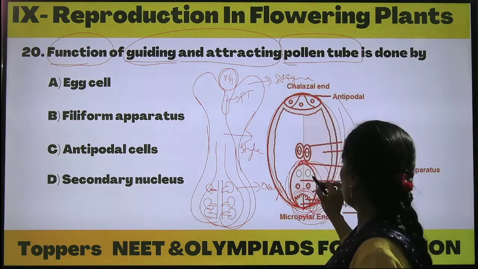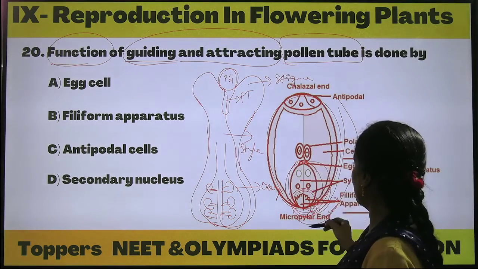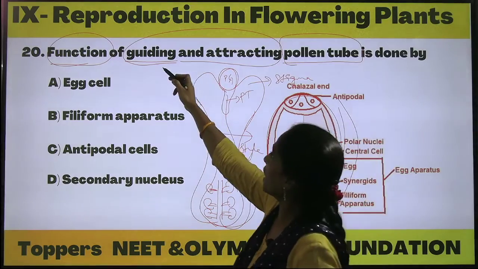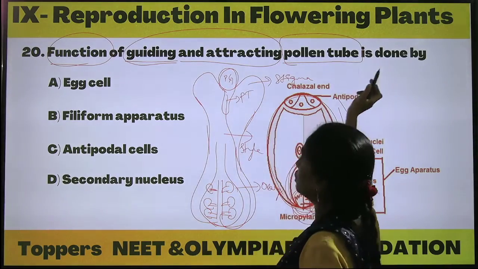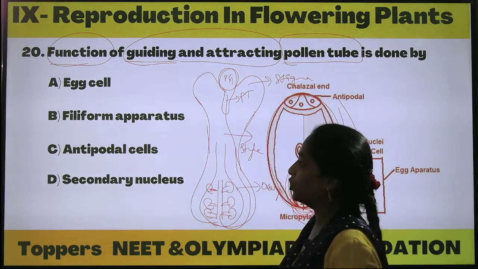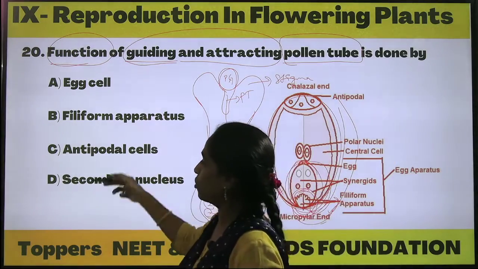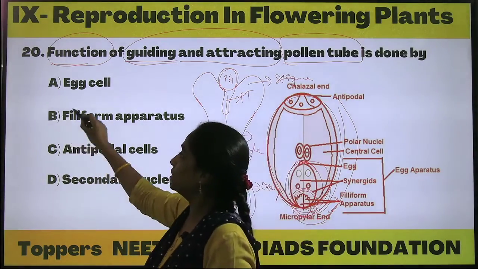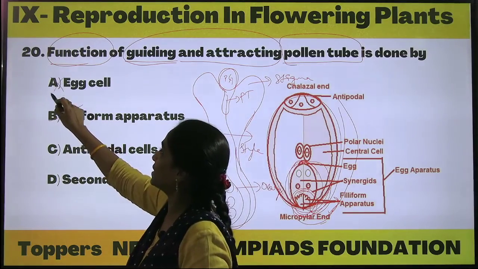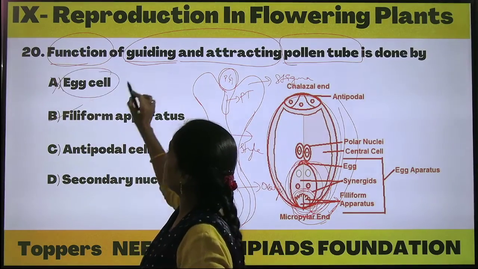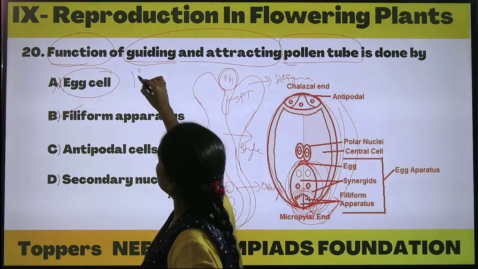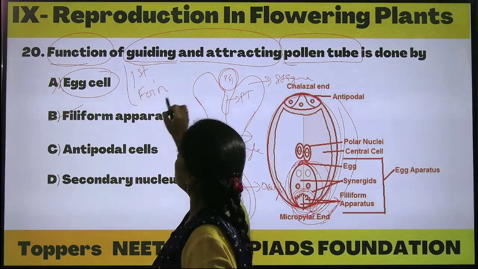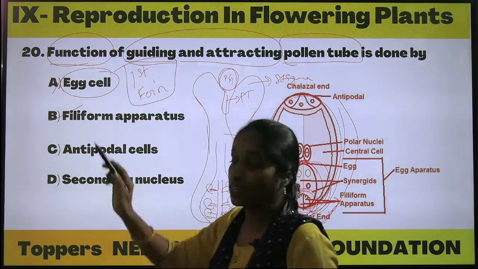So first of all, the synergids, which contain the filiform apparatus, are responsible for guiding and attracting the pollen tube into the embryo sac. Out of these options, which one will be the correct option? Option B. Option A, egg cell. The egg cell participates in the first fertilization process, but not in the guiding process.